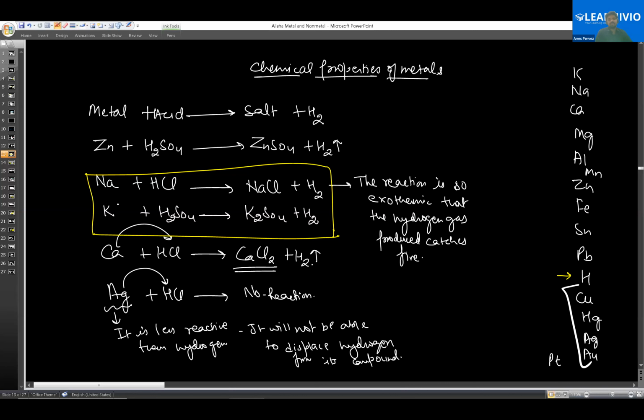So very simple, metals when reacted with acid give you salt plus hydrogen gas. Not all metals are going to react. Those metals that come below hydrogen, like mercury, silver, gold, platinum, they don't react with acids. Only the metals above hydrogen react.